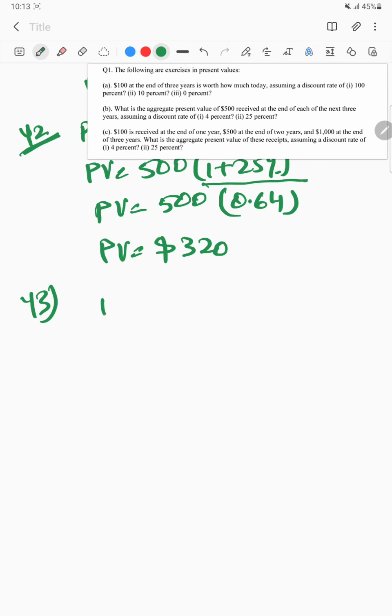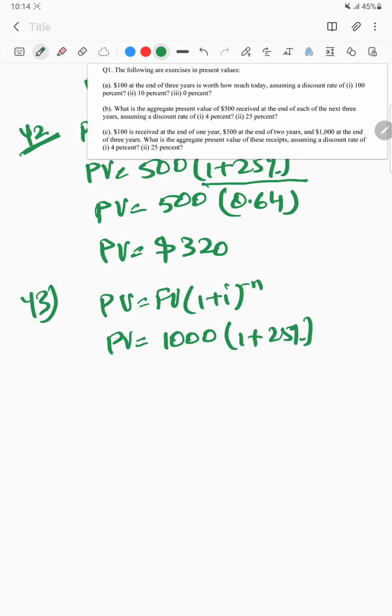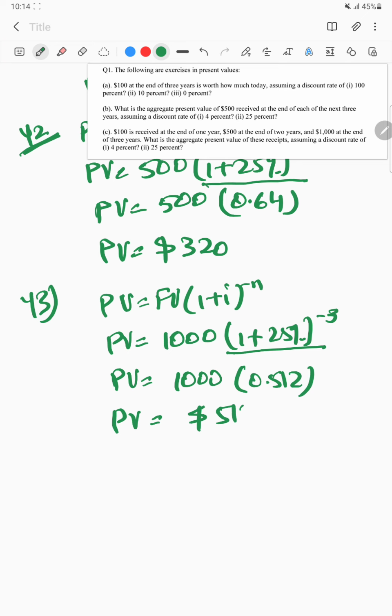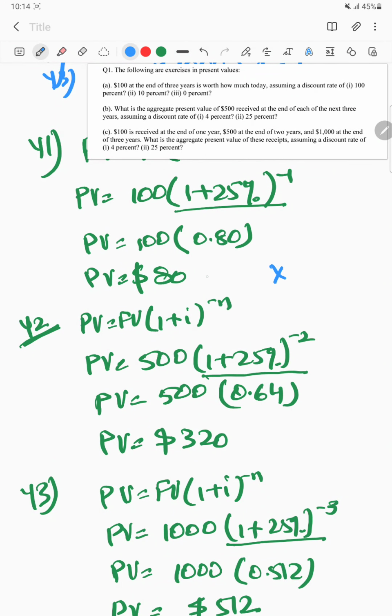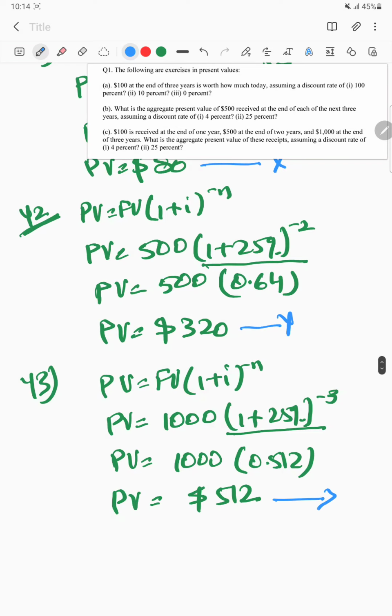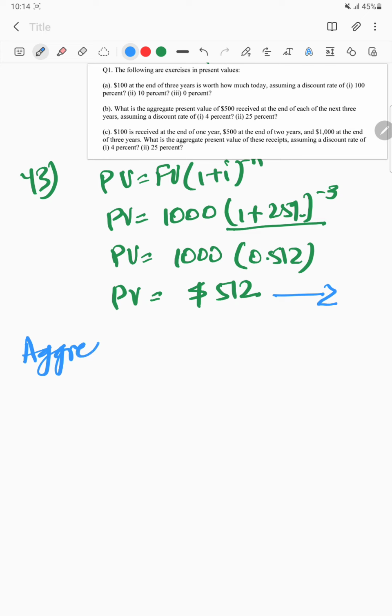At year 3, PV equals future value times (1 plus i) power minus n. PV equals 1000 times (1 plus 25%) power minus 3. PV equals 1000, and when I solve this it will become 0.512. So PV equals $512. So the aggregate PV will be, let's call them X, Y and Z, X plus Y plus Z, which will become approximately $912.